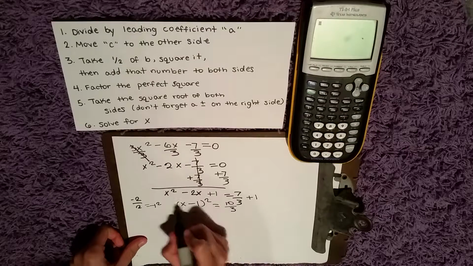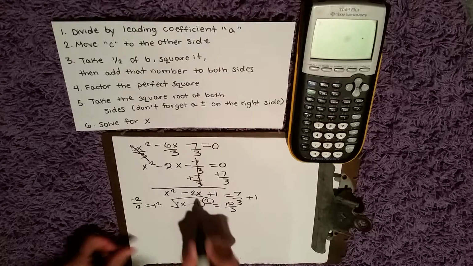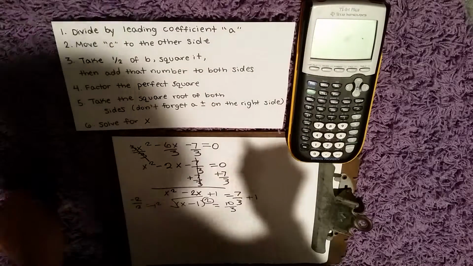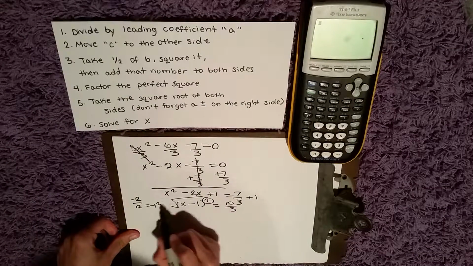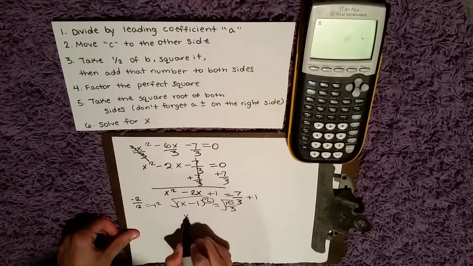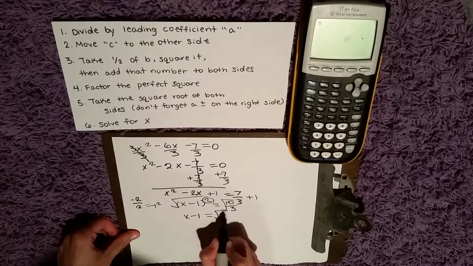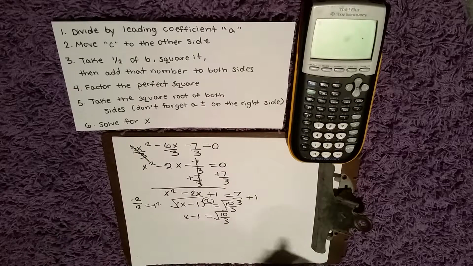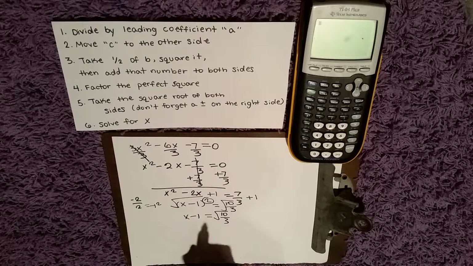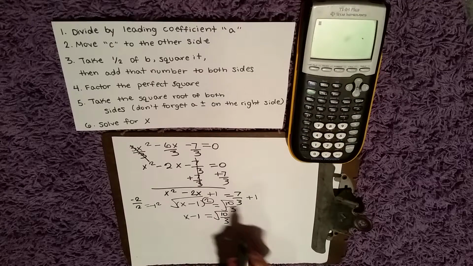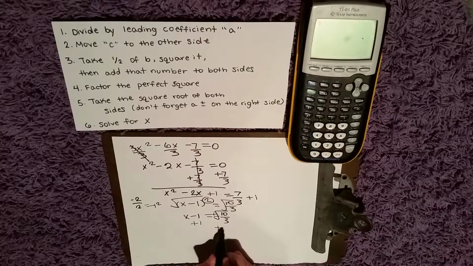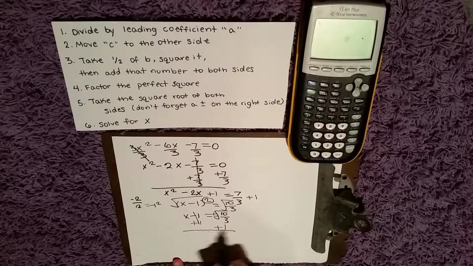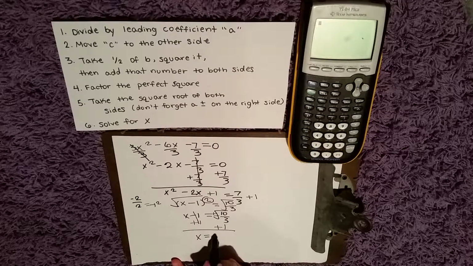So now we just keep going. Take the squared, square root, get x minus 1 equals rad 10 over 3. And what are we forgetting? Plus or minus, that's right. And then we're going to add 1 and get x equals 1 plus or minus rad 10 over 3.